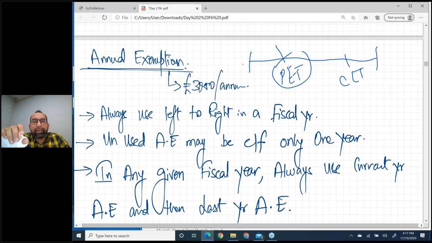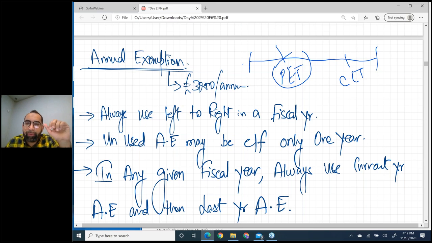Then one more good news. For example, we are in 15-16 fiscal year. In 15-16 fiscal year, we didn't give any gift, so our annual exemption is unused. The good news is unused annual exemption can be carried forward for only 1 year. That means 15-16 annual exemption can be used for 16-17, right? Only 1 year, and then it will be expired.